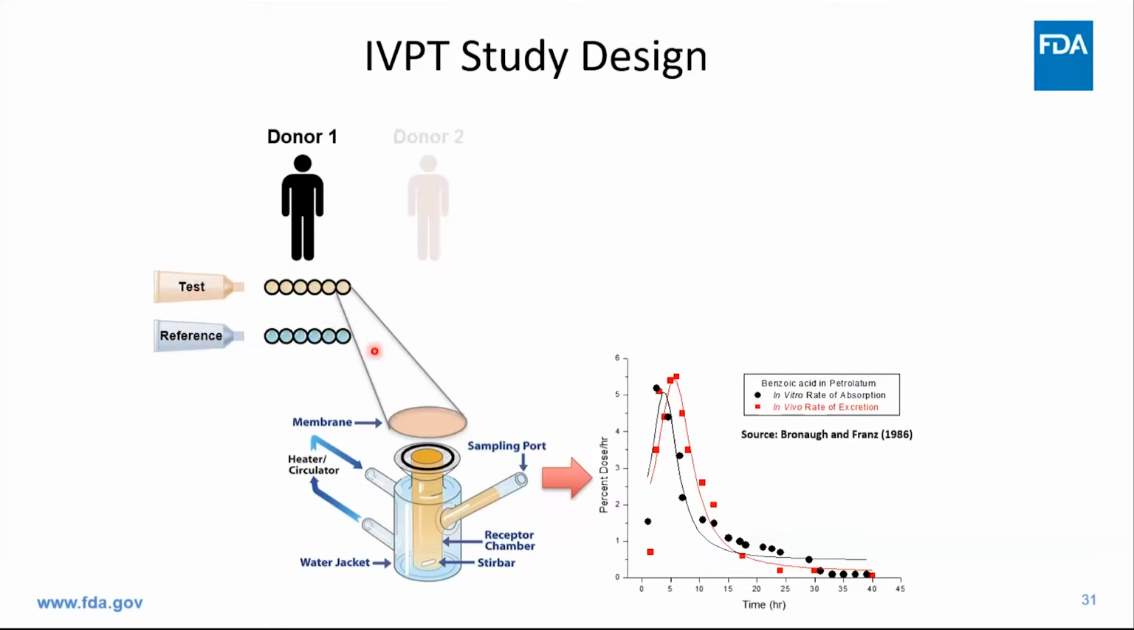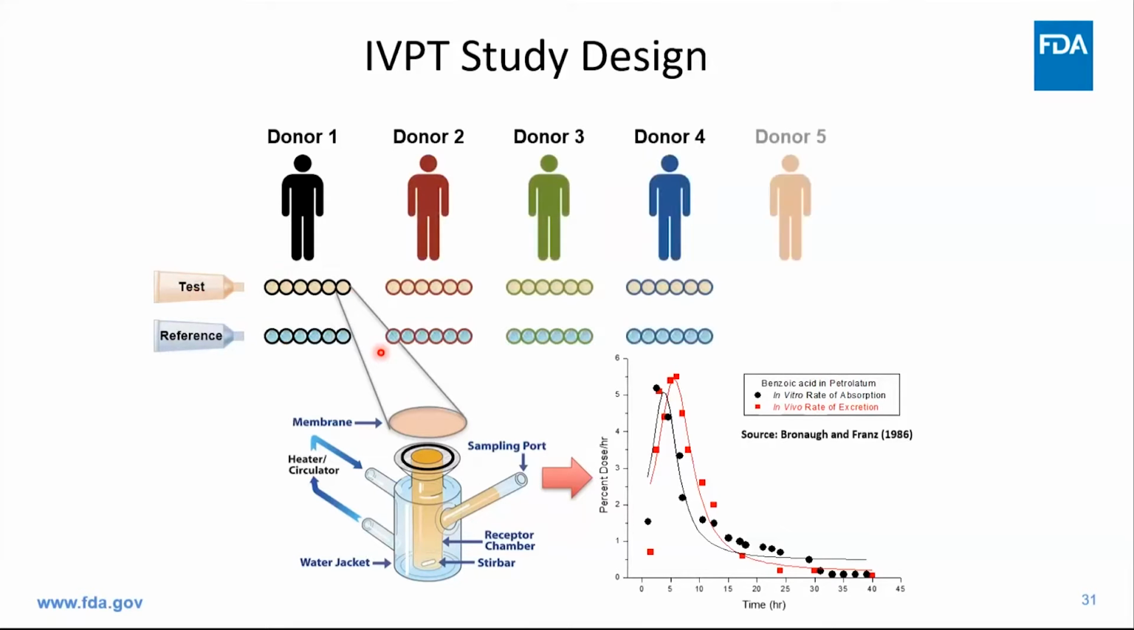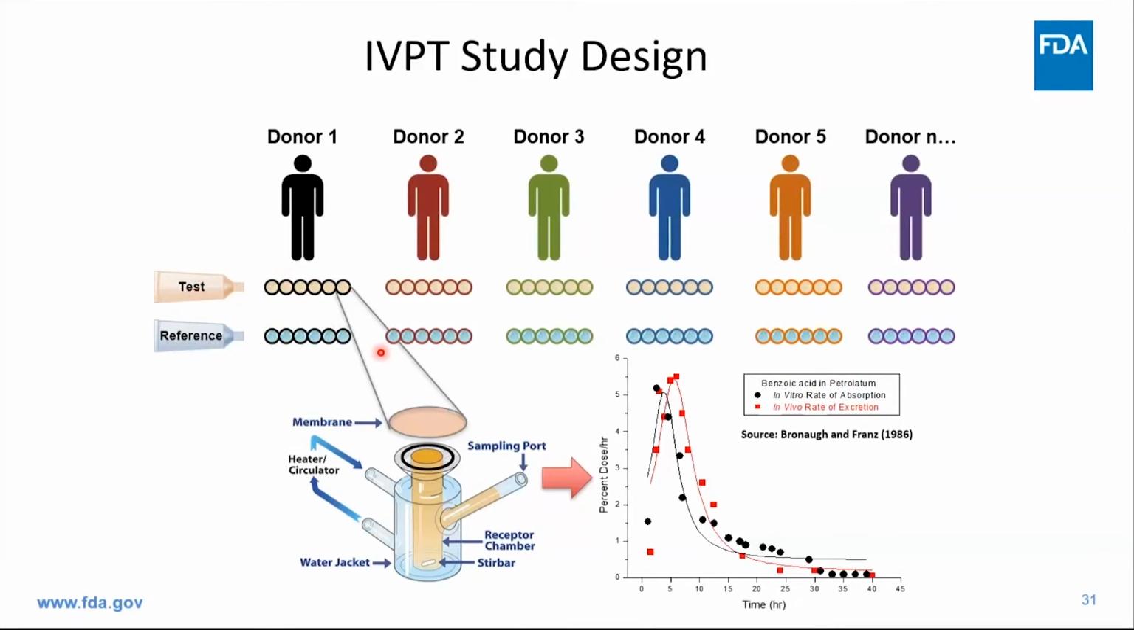And then this is repeated with skin from another donor and another and so forth using a population of skin donors. And you have multiple donors and multiple replicates per treatment. And that's essentially a routine, a conventional design for IVPT bioequivalence studies comparing a test and reference product.